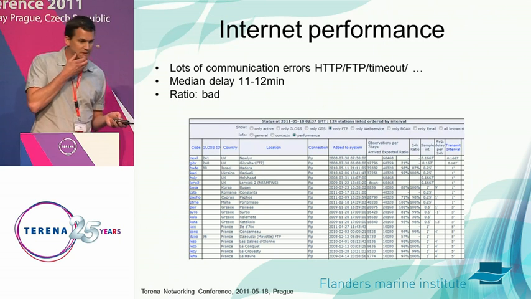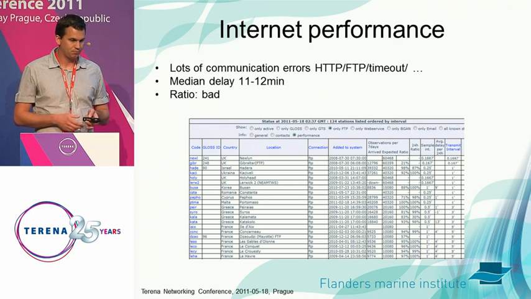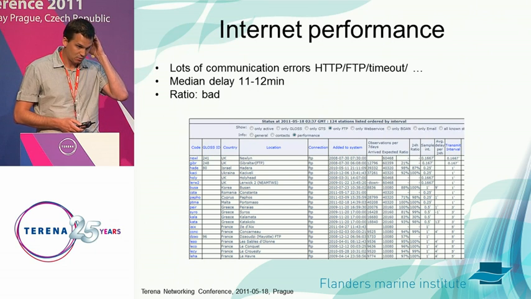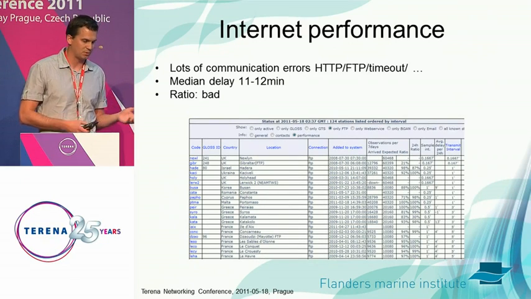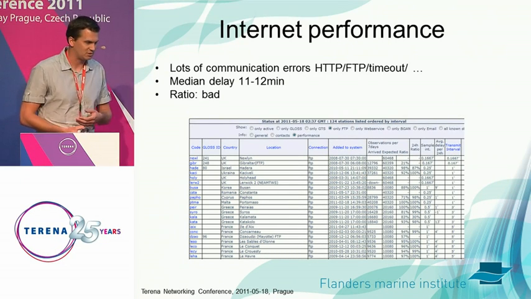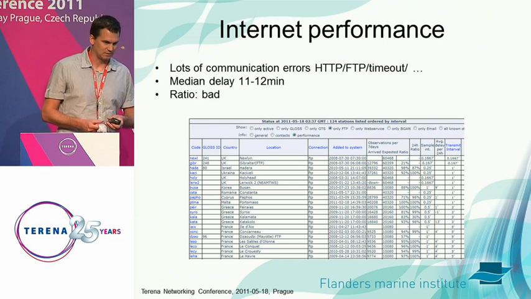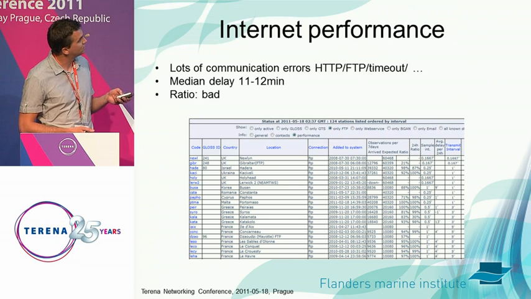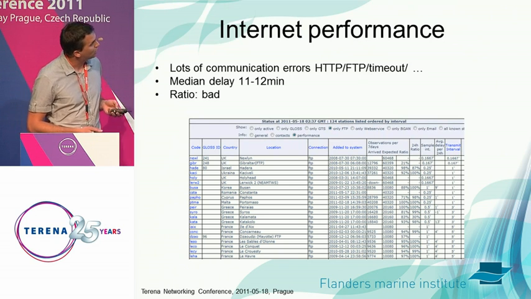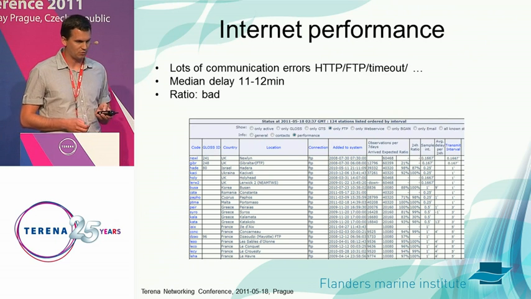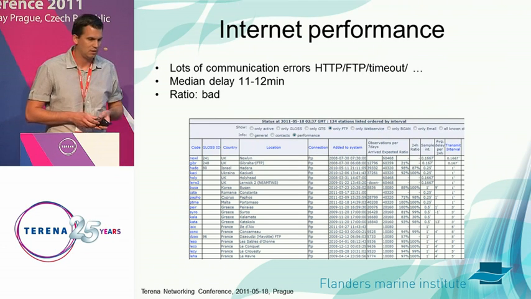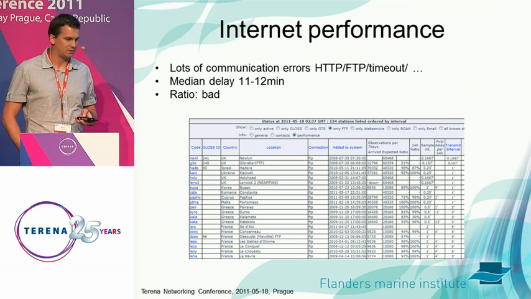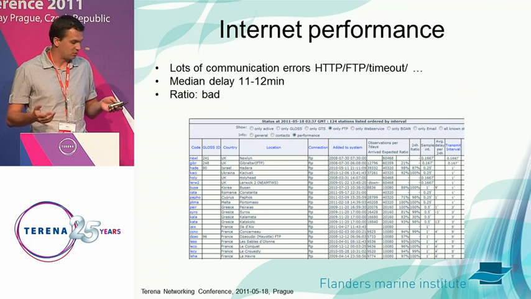The performance of those stations is not that good, because a lot of communication errors happen, of course, on HTTP, FTP, email, or whatever. Servers are down, servers go up. An FTP server, the password has changed, all those things. That makes you lose a lot of messages, and you see the percentage is much lower than 100% for most of them. The median delay is also not that bad, 11 to 12 minutes. But the ratio, of course, is bad because you lose a lot of messages.